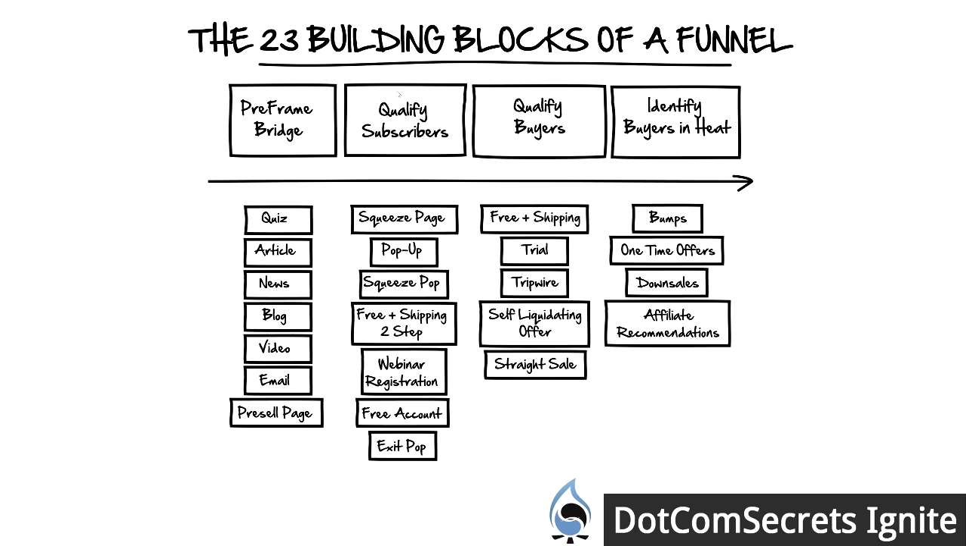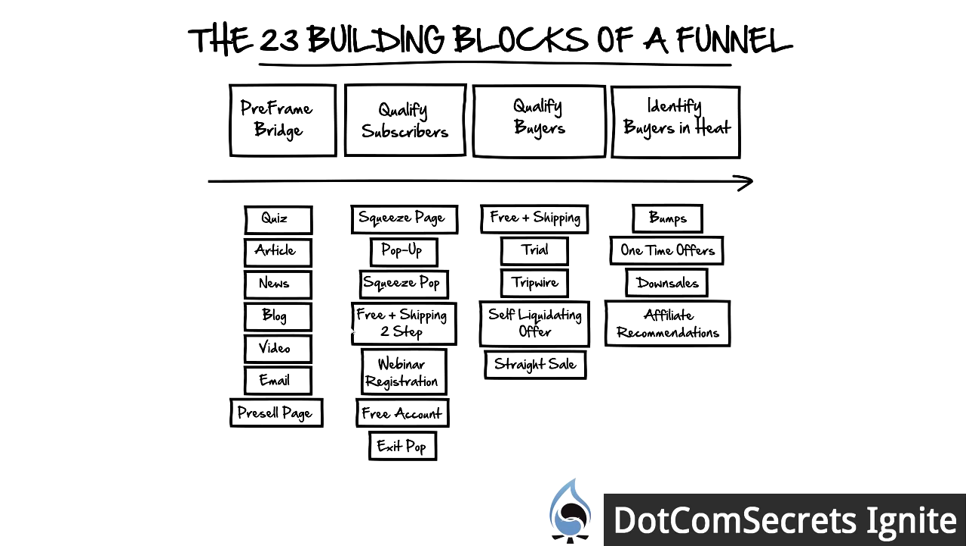Okay, next step in our process, we're trying to qualify our subscribers. So how do I do that? Okay, squeeze page is one we showed you a lot. It's an easy way to qualify subscribers. Pop-ups we use a lot. A squeeze pop is like a button on my site. I click a button and it pops up, and then I put their name and email address in there.